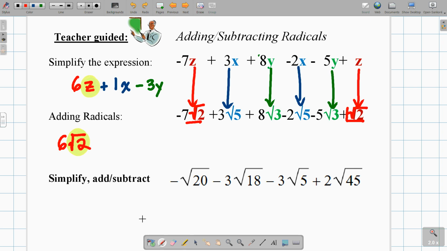So do you understand what I mean by collecting like terms? Our like term there was root 3. Our like term here was root 2. Our like term here was root 5. Just like we had like term variables. Radicals follow the same rules as variables.